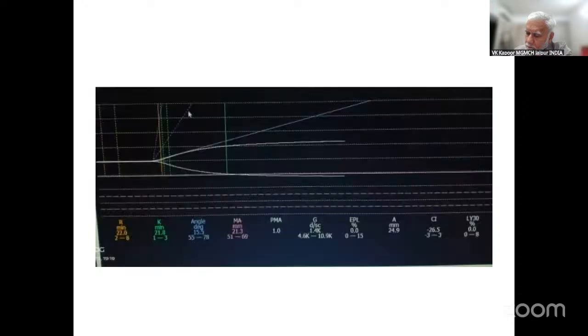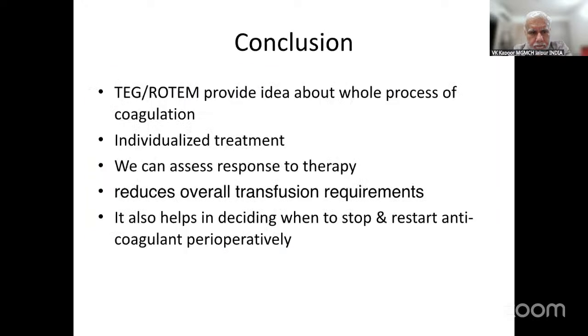This is a second patient in which the R time is prolonged, K time is also prolonged, angle is decreased, MA is also decreased, and lysis is okay. This patient needs fresh frozen plasma and cryoprecipitate. This is a normal TEG. I conclude that TEG and ROTEM provide an idea about the whole process of coagulation.